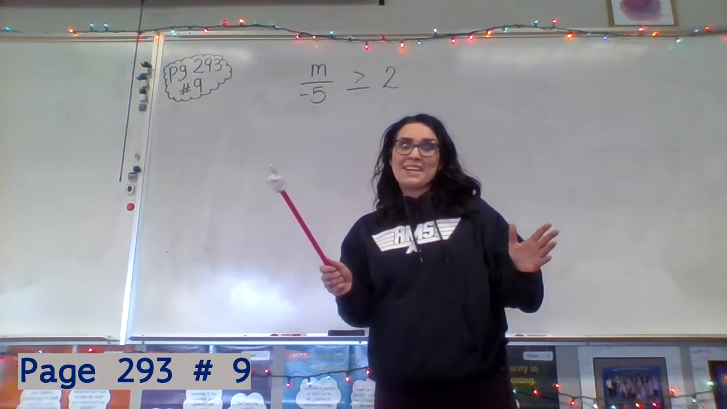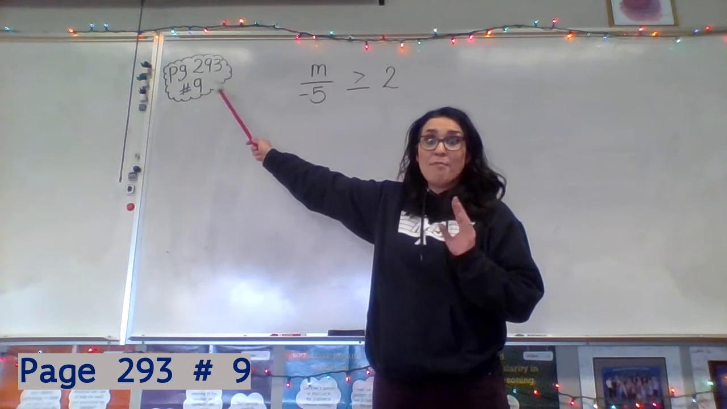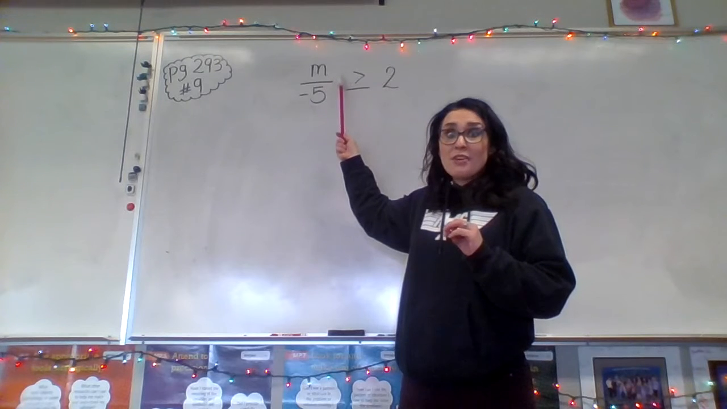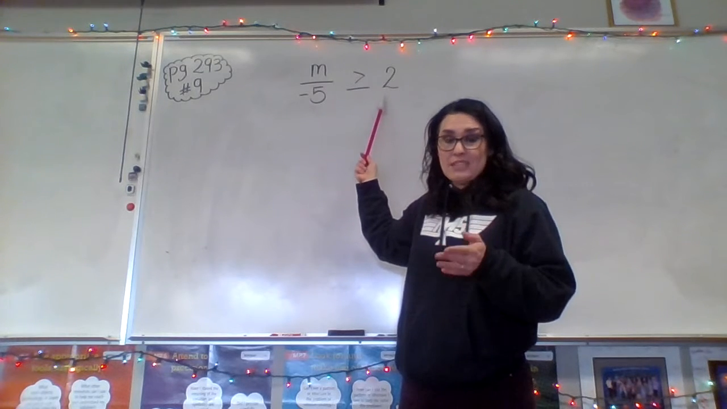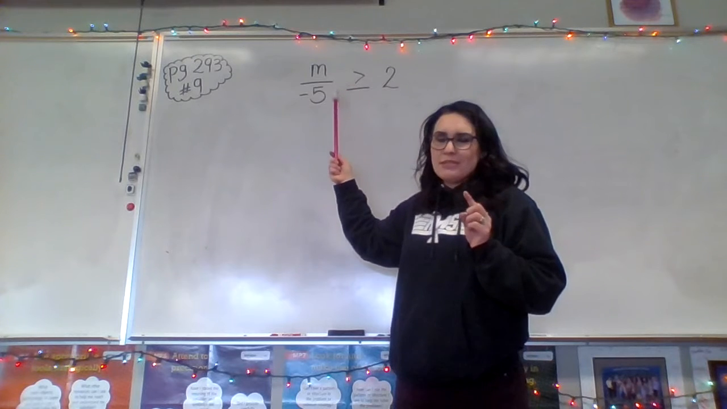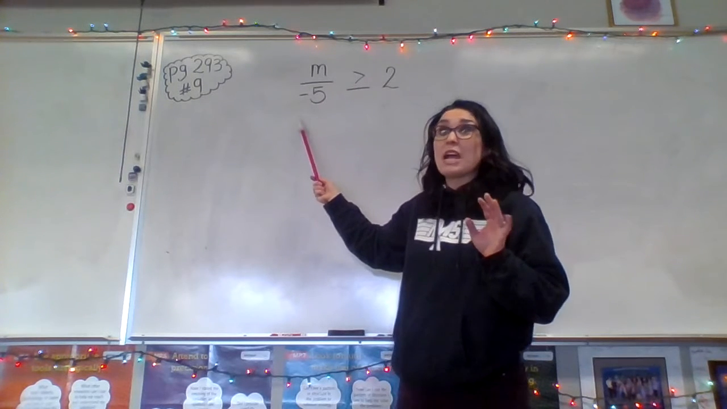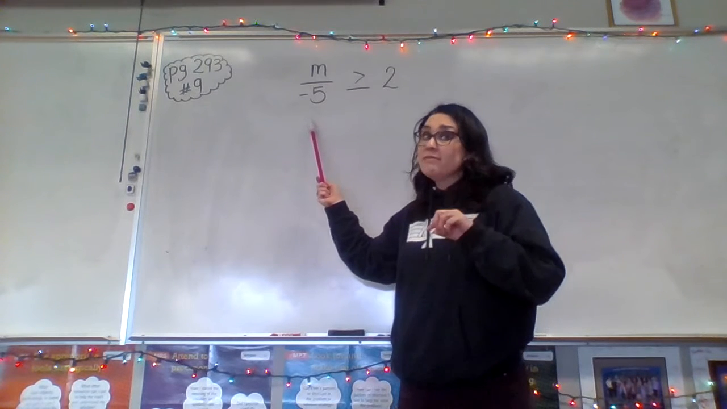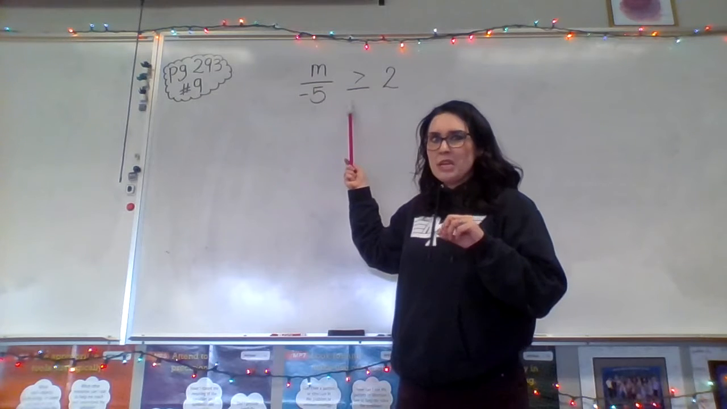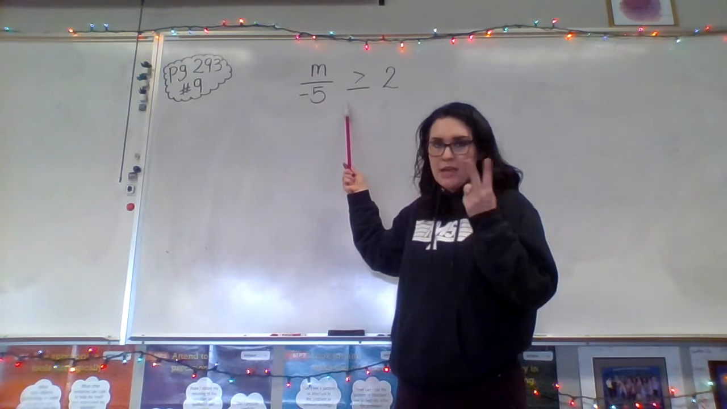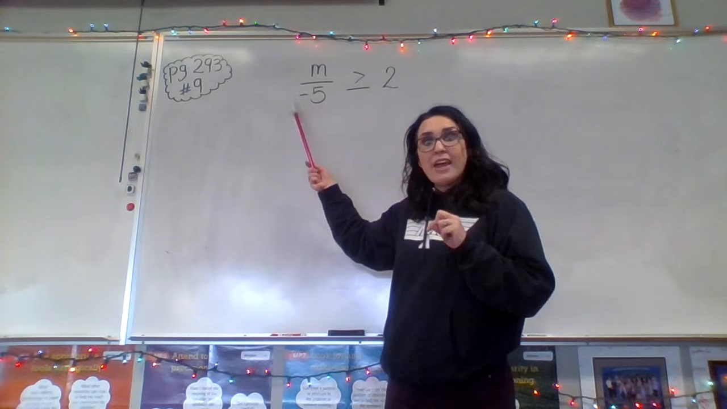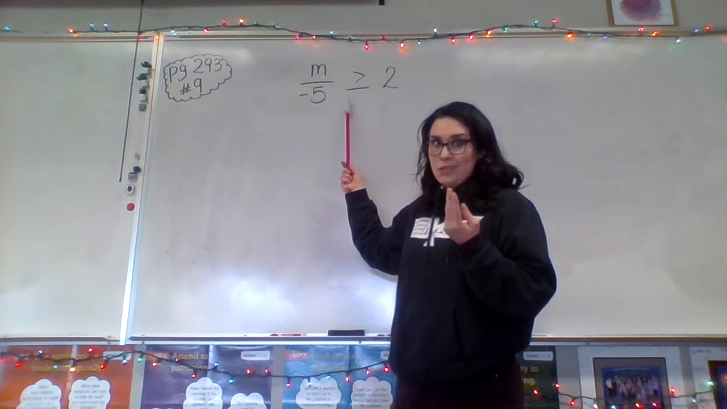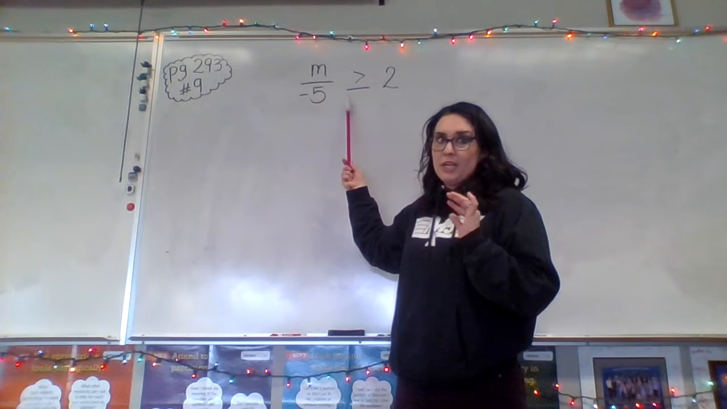All right, my friends, so the next problem that I'd like to look at together is on page 293, number 9. And we have m divided by -5 is greater than or equal to a positive 2, all right? Couple things. Whenever, and this is important, so I'd maybe write this down in my notebook, whenever you're multiplying or dividing by a negative number, your inequality sign is going to switch, okay? I'll say that again. Whenever you multiply or divide by a negative number, this inequality sign is going to switch, okay? I'll show you what I mean here in a second.